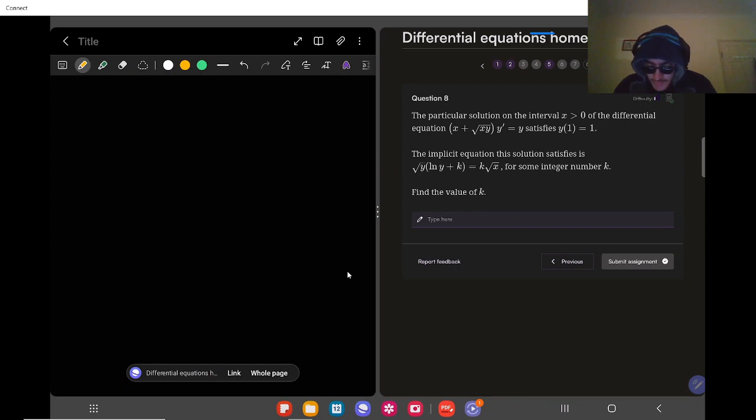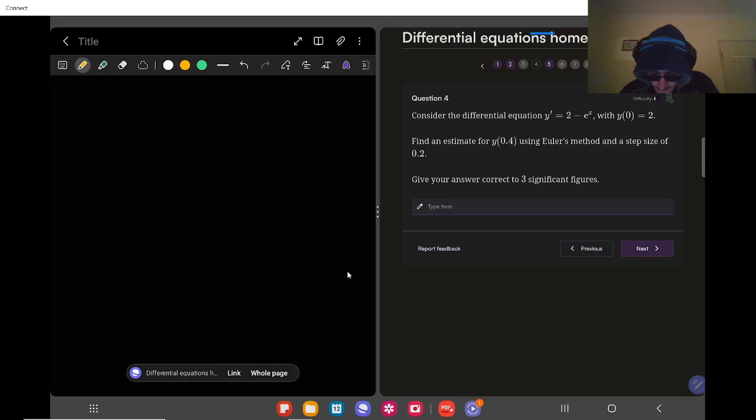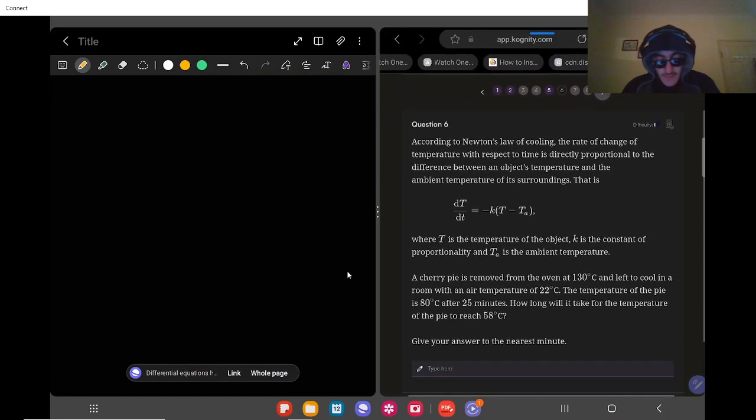Let's see. The particular solution on the interval x of a differential equation that satisfies y(1) equals 1. Let's show that this solution satisfies. The implicit equation this solution satisfies is... What? Okay, I don't even know what I was asking. I might stop here though. Yeah, there's actually nothing else. Sorry. Well, that's all it's gonna be for today.